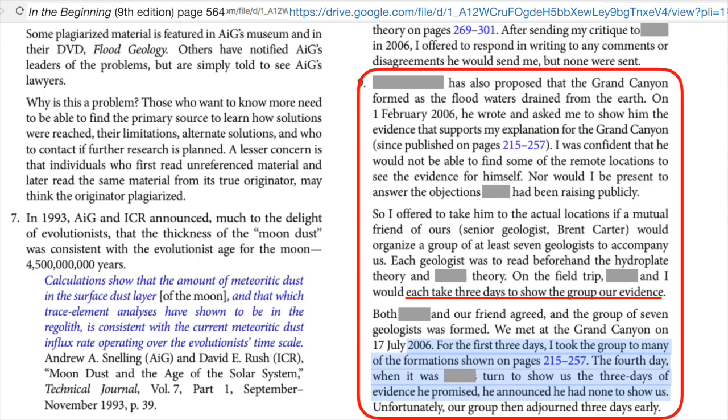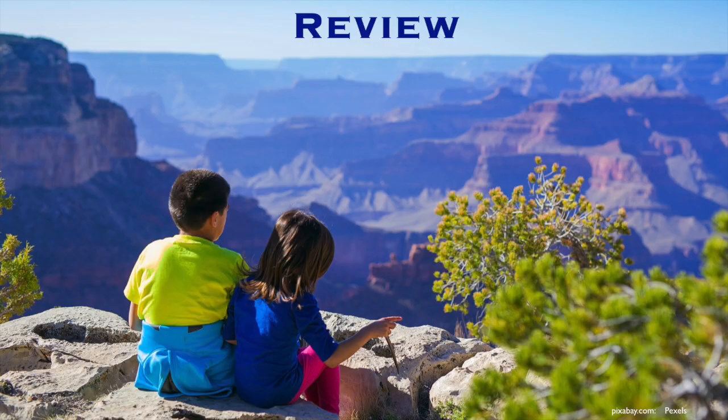But if you want to know who it was, go to rsr.org/HPT for hydroplate and go into the 9th edition. It's on page 564. But that other geologist, when it was his turn to show the evidence for his theory, said he didn't have any, and they left. And then he goes on to write how Walt Brown's theory doesn't work. So it's very unusual. Okay, let's do a real quick review.